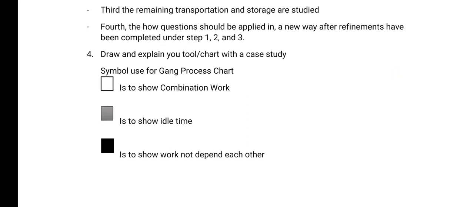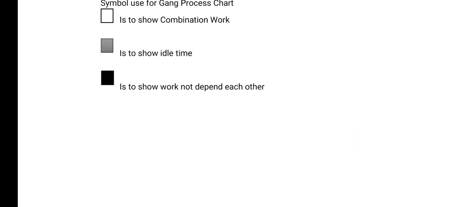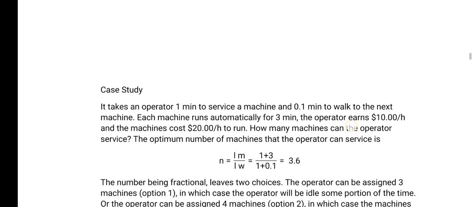This is the symbol, or the drawing and explanation of the tool or the chart, with the case study. This is the symbol. White is for the combination work, gray for idle time, and black shows the work that does not depend on each other.